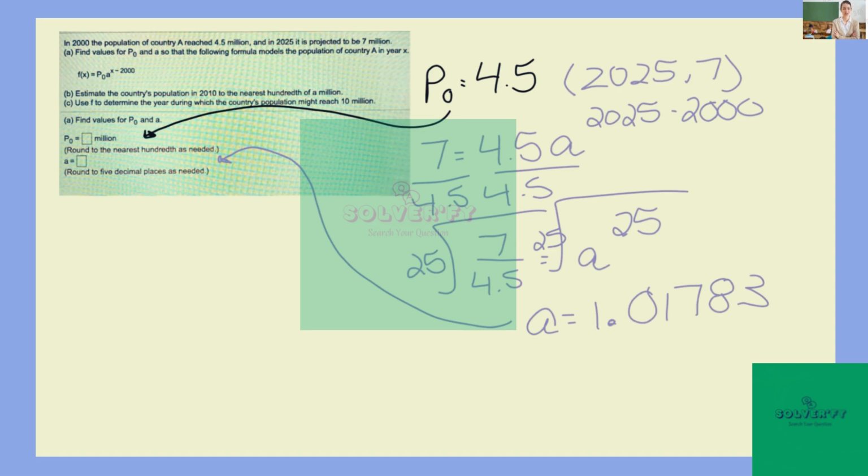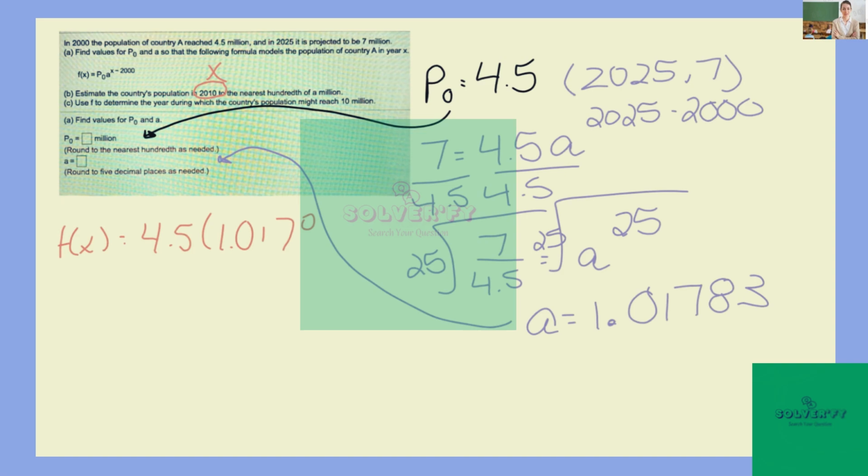So if we want to find the population in 2010, we're going to plug that in for X. So F of X is going to equal our P of 0, which is 4.5, times 1.01783 to the power of X, and our X is 2010 minus 2000. And then if you plug that in to your calculator, you should get 5.37, which we know would be million. So the population would be 5.37 million.